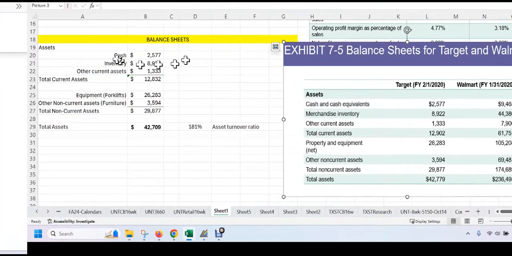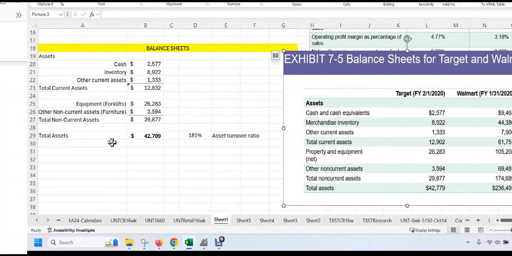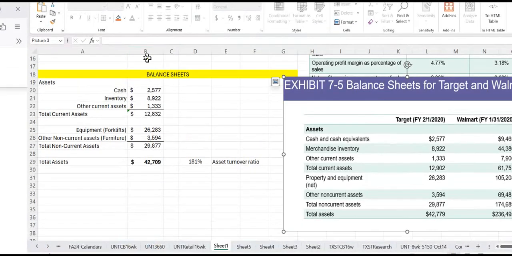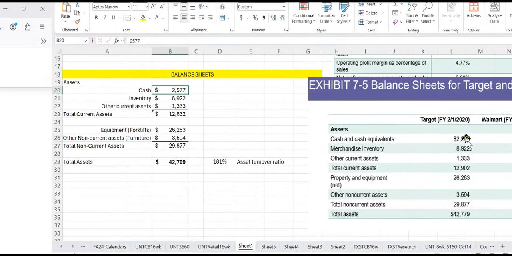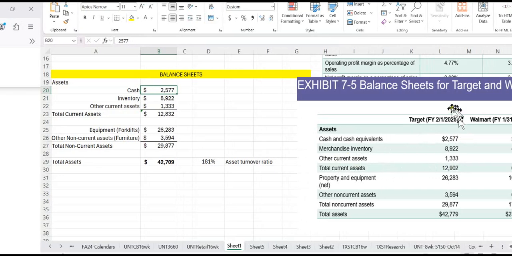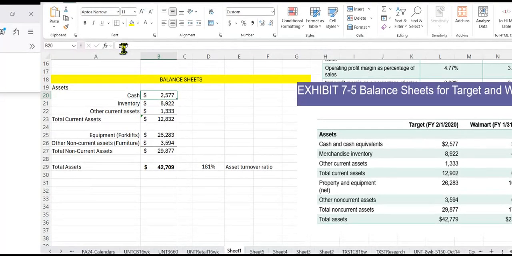So again, all I did here is made a neater, I think, spreadsheet than what their balance sheet looks like. And all I'm doing is typing in and verifying that I'm getting the same answer if I calculated it myself using Excel. So they're starting off with fiscal year Feb 1, 2020 for Target and saying they had cash on hand. This is probably in billions, but 2,577. So I typed that in. You can see I just typed that number.